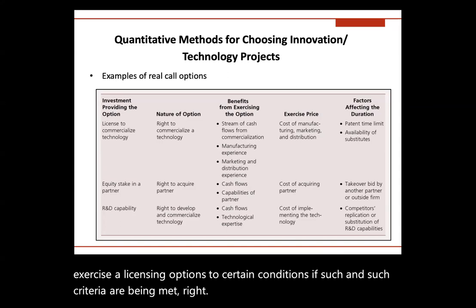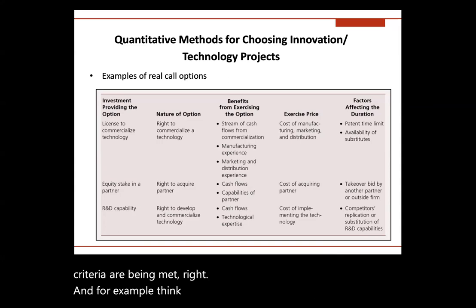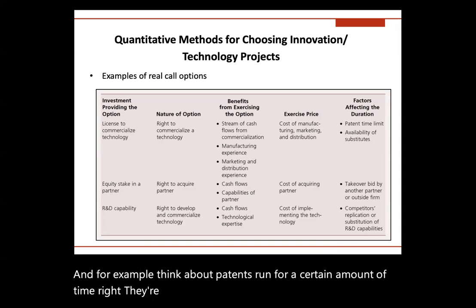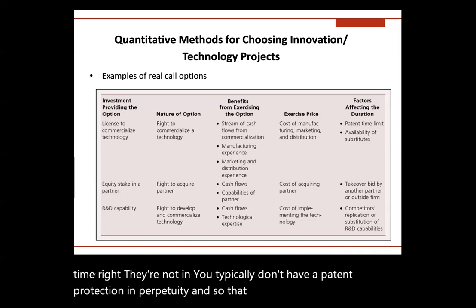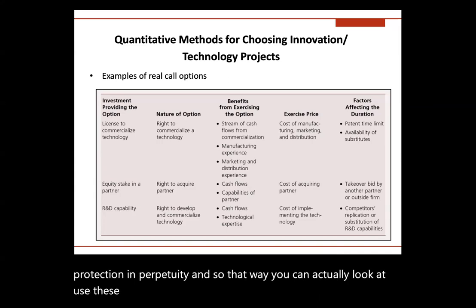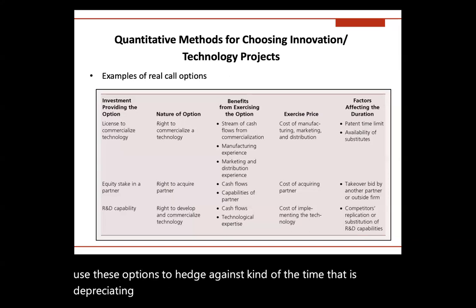And for example, think about patents. They run for a certain amount of time, and you typically don't have patent protection in perpetuity. So you can use these options to hedge against the time that is depreciating the value of your patent, in a way. That's one possibility.